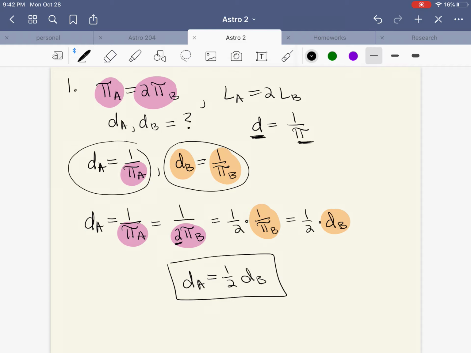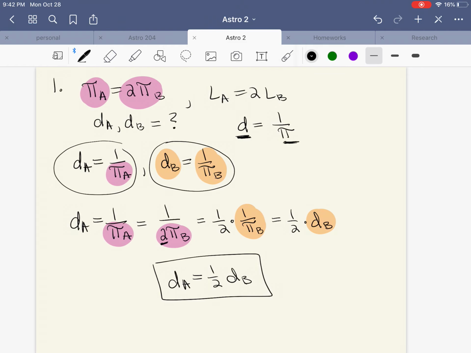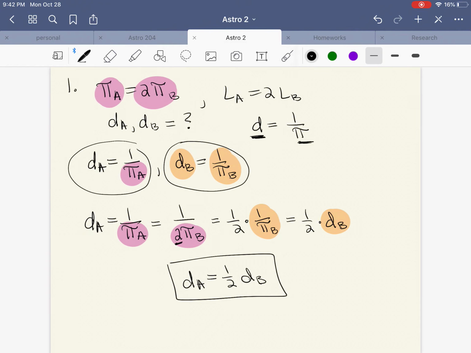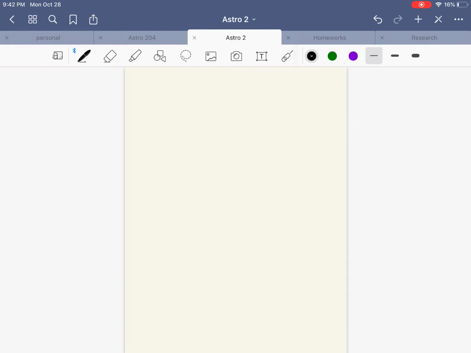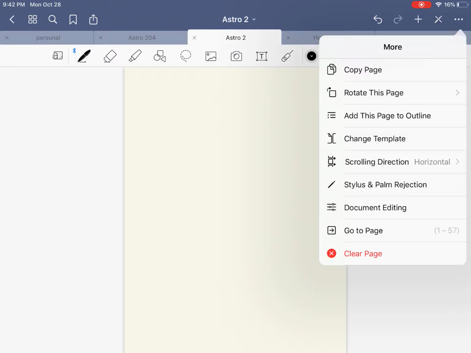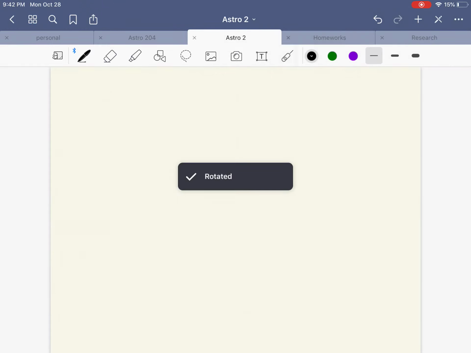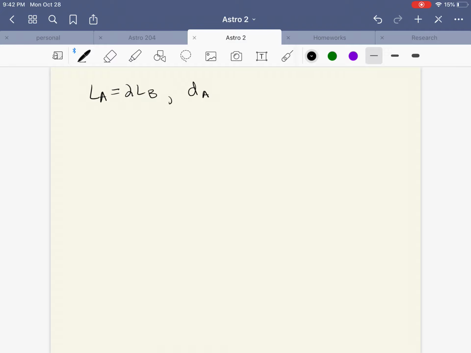So part B says, what is the relative brightness of the 2 stars? So I know that the luminosity of A is 2 times the luminosity of B. I know that the distance of A is 1/2 the distance of B. What I don't know is the brightness of A or the brightness of B and how they relate to each other. So this is brightness.